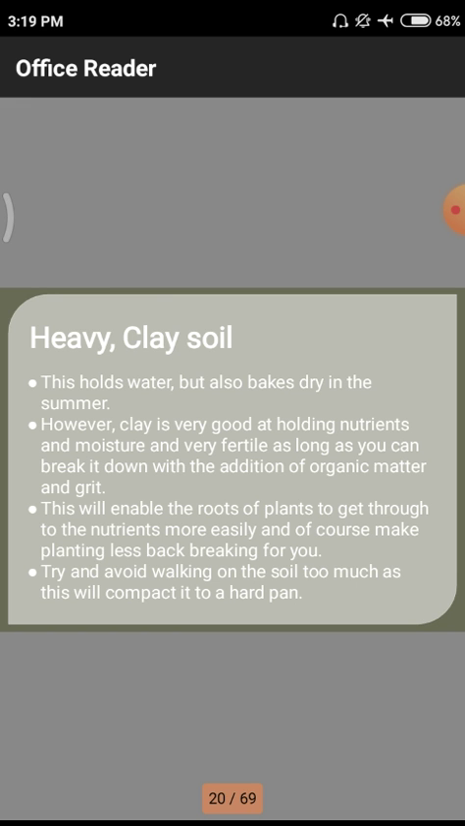That means whatever nutrients are present in those particular soils, in the form of these organic matters and other peat-like grit materials, those will be useful for the growing of plants. In some cases, if the particles are very coarse, those make planting less back-breaking for you.